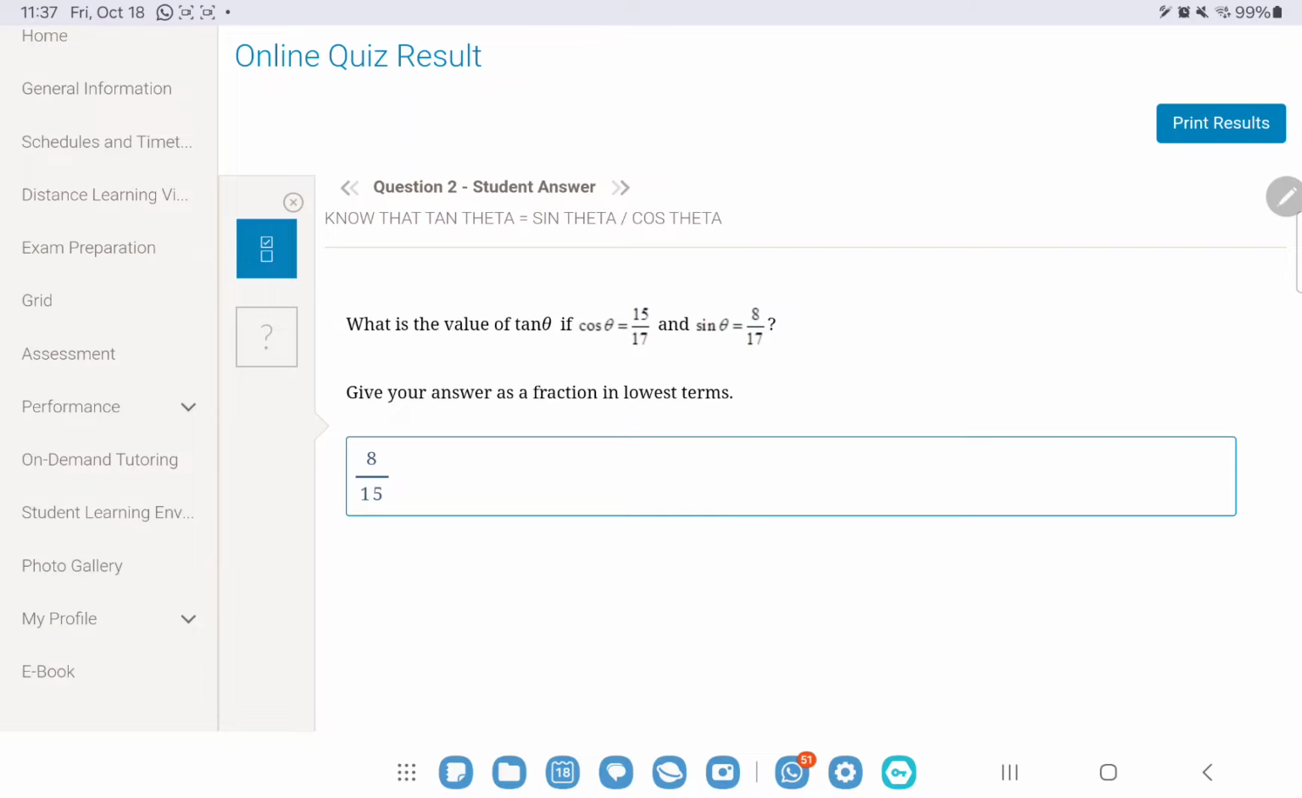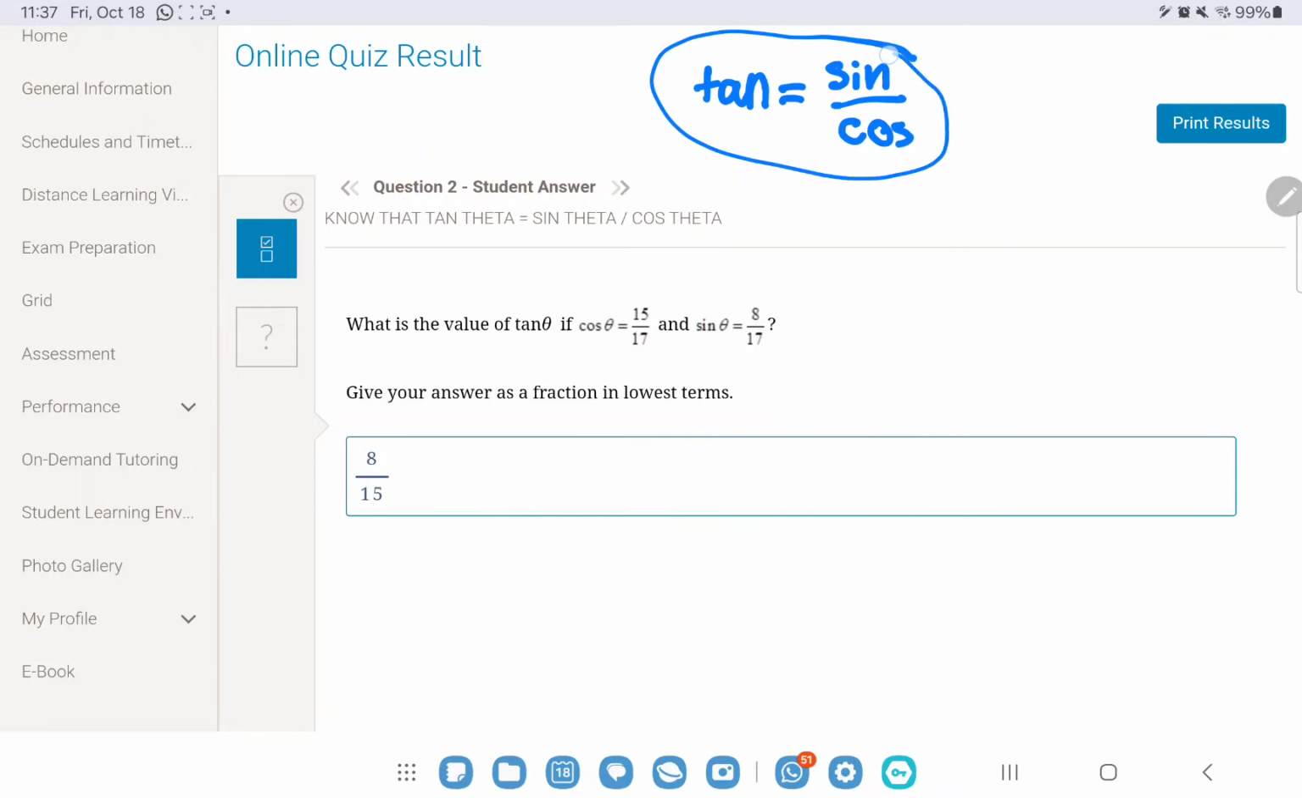Okay, so this question is telling us, what's the value of tan theta if cosine theta is this and sine theta is this. Now we need to really memorize our tangent, secant, and cosecant rules. Tangent, memorize it, is equal to sine over cosine. So now you use this rule when you see a question like this. So sine is 8 over 17, over 15 over 17. Now what you could do is 8 over 17 times 17 over 15.